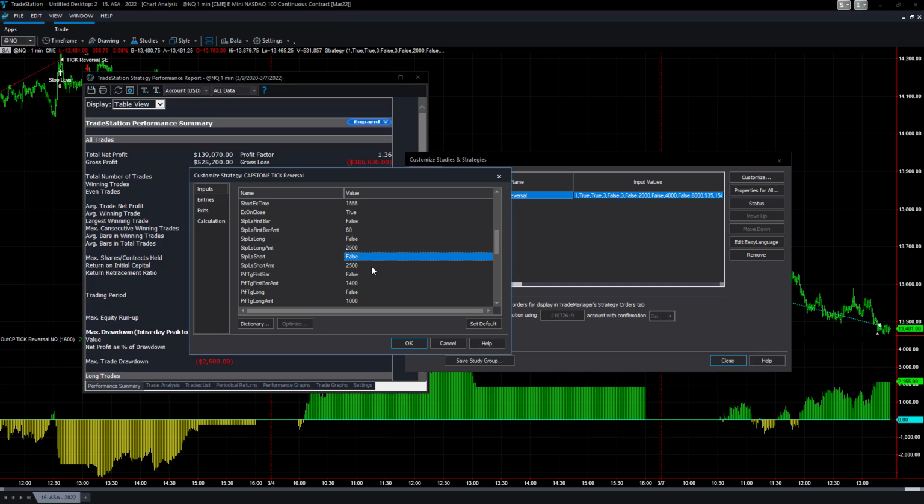Stop loss short is set to false by default. Profit targets, these are not traditional either, so those are set to false. We are using an RF stop loss on this. We set that to true.